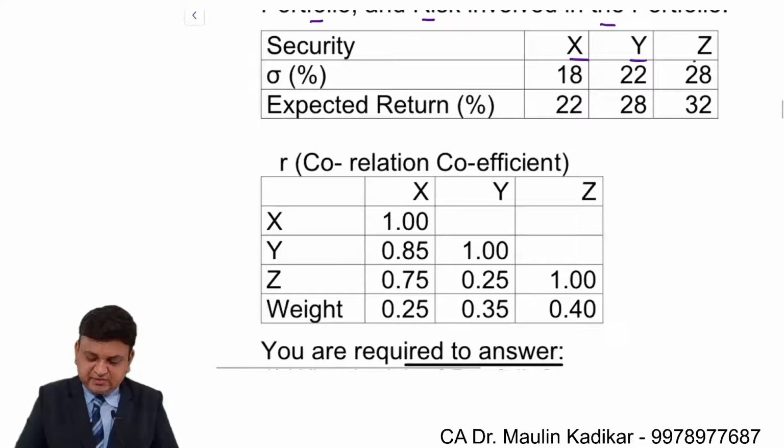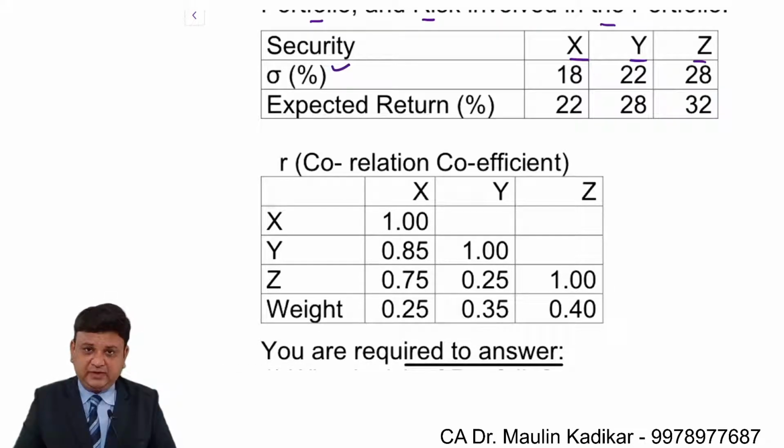There are three securities in which investment is made. Standard deviation is provided for each of them, and the return is also given for each of them. Standard deviation is 18, 22 and 28, and the return is 22, 28 and 32.